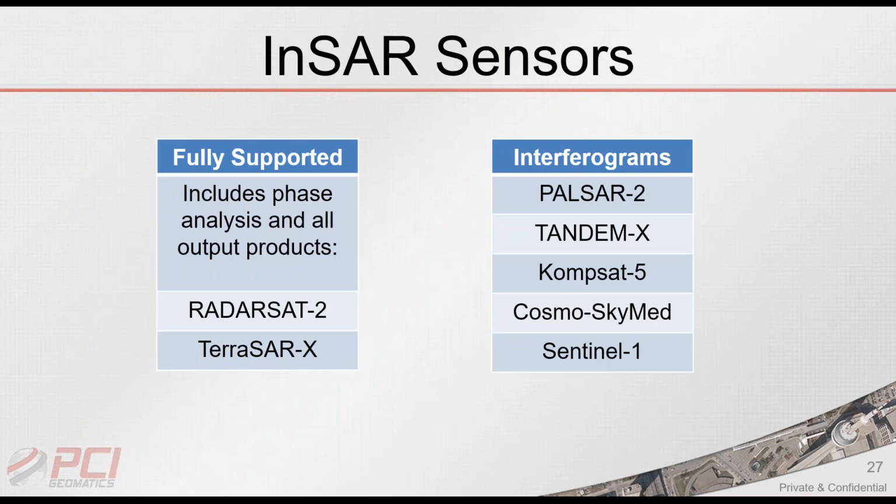Now, in terms of sensors, the end-to-end processing, including all of the phase analysis and all of the output products listed, are already available in our inaugural version for RadarSat-2 and TerraSAR-X. And we also can generate the interferograms for the additional sensors that you see on the right-hand column. Our goal in the short term is to expand the processing range of those sensors so that we're able to do the phase analysis and generate those additional output products for those other InSAR sensors.